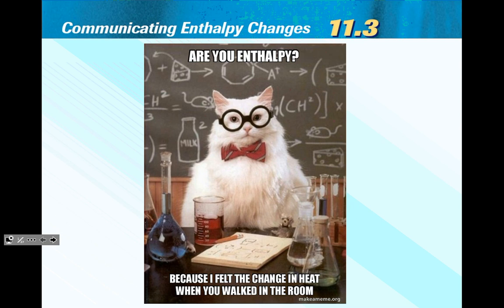Hi, and welcome to our second session on thermochem. Today's class is pretty chill because all you have to do is know four different ways that we can communicate enthalpy changes. It's just a matter of articulating them. So I can say the same thing four different ways, and that's what we're going to learn, the four methods.